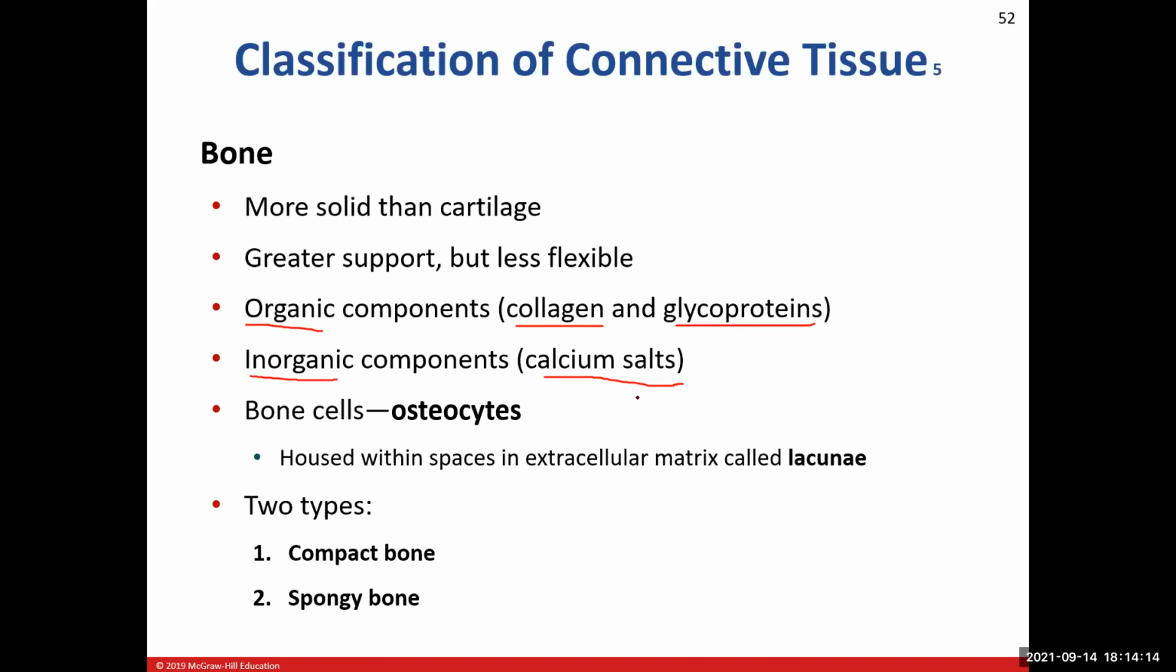So the predominant cell type that lives in this tissue are going to be osteocytes. And they live in those little spaces there inside the bone. And we saw that with the chondrocytes and cartilage called lacuna. And so there's two types of bone, compact and spongy.